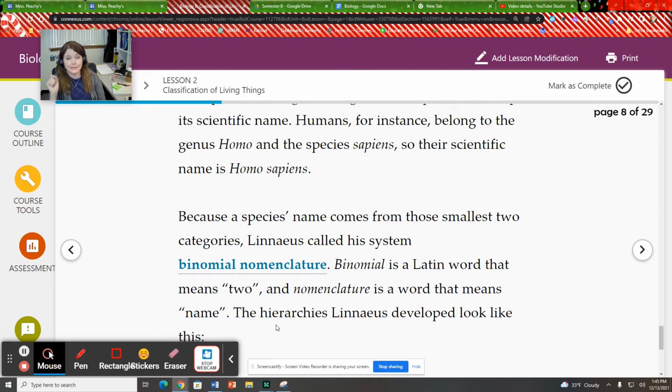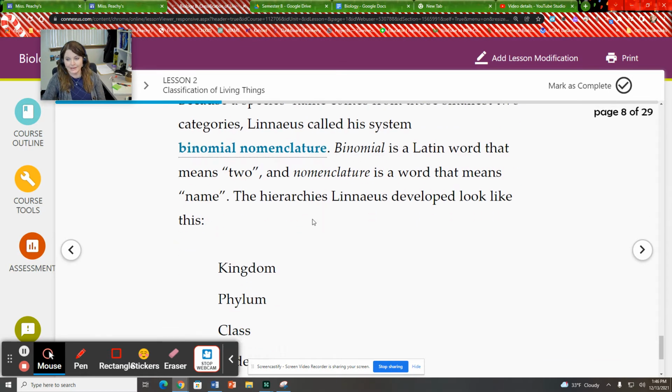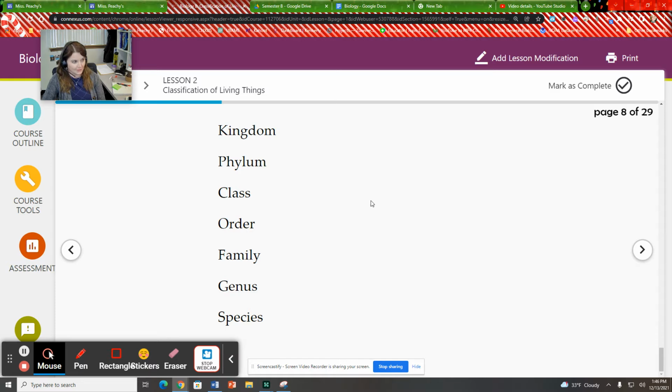So for humans, it is Homo sapien. That's what I am, a Homo sapien. Homo is the genus, sapien is the species. We capitalize the genus, so H is capitalized in Homo, and S is lowercase in sapien. So those are the rules about how to name an organism using binomial nomenclature. If you make the H lowercase or you make the S capital, it's incorrectly written. So just make sure you are writing those correctly in binomial nomenclature.